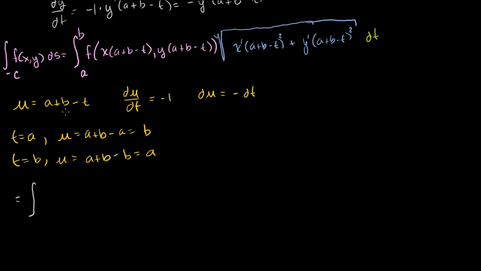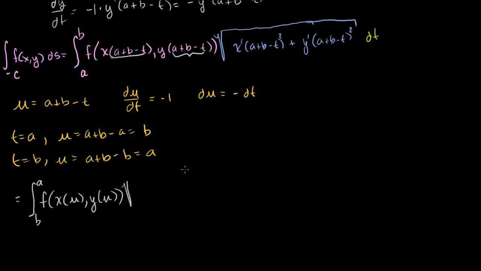When t is a, u is b. When t is b, u is a. And f of x of this thing right here is just x of u, so it's simplified a good bit. And y of this thing right here is just y of u.